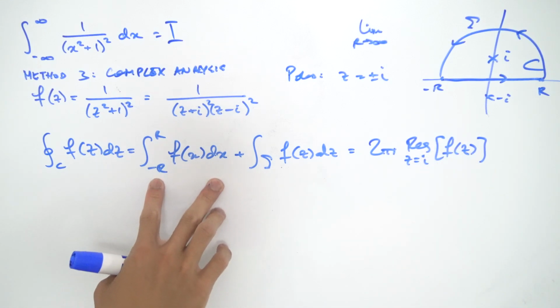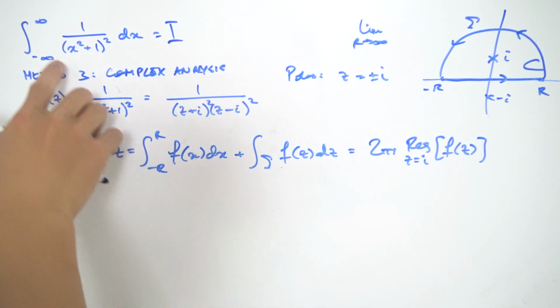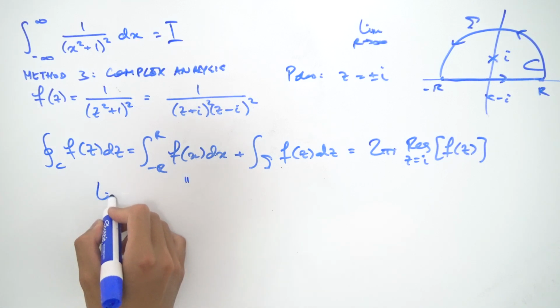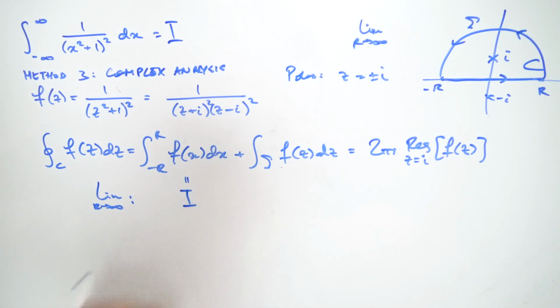Alright, and now we just have to evaluate each of these integrals as well as this residue, which we'll do later on. Let's take a look at the first integral. If we just take the limit as r approaches infinity, then in fact this is going to turn back into our I. So this integral in the limit as r approaches infinity, it's just going to turn into our I that we wanted to evaluate. And now I want to take a look at the integral over gamma.